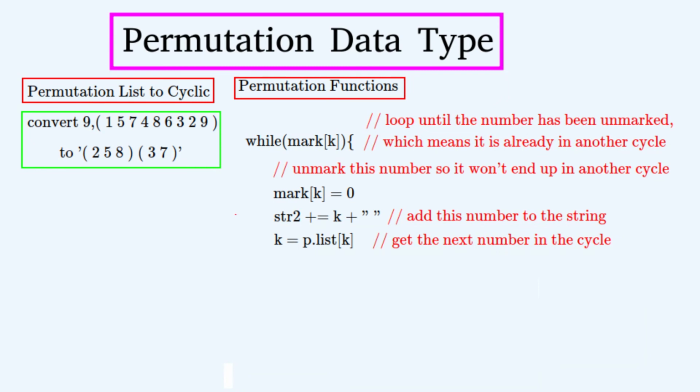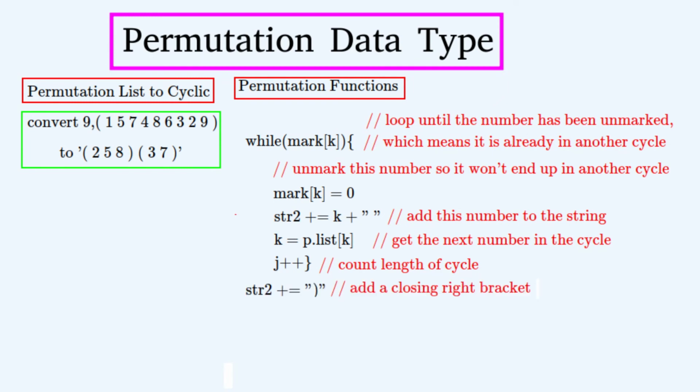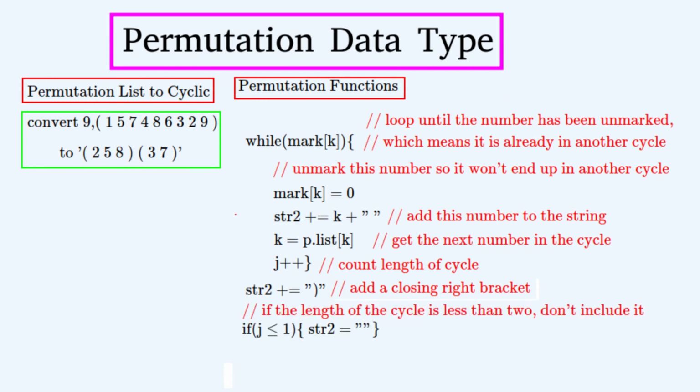Then we'll get the next number in the cycle and repeat this procedure for it until it gets back to the original number. Then we'll count the number of elements in this cycle. We'll then add a closing bracket to show that this cycle is finished. But if the number of elements in this cycle is 1 or less, we'll ignore it by setting this string to be the empty string. We'll append this string containing the cycle onto the main string. The answer will be stored in this main string str1.